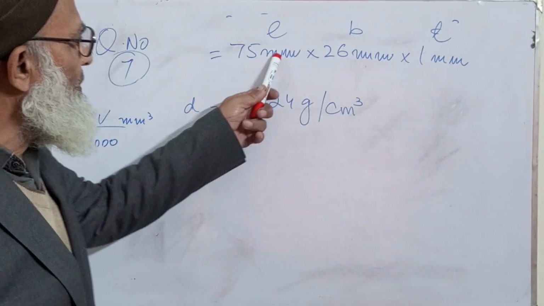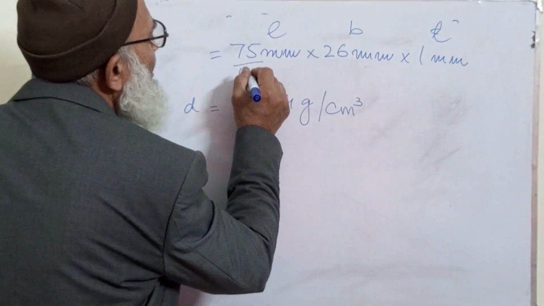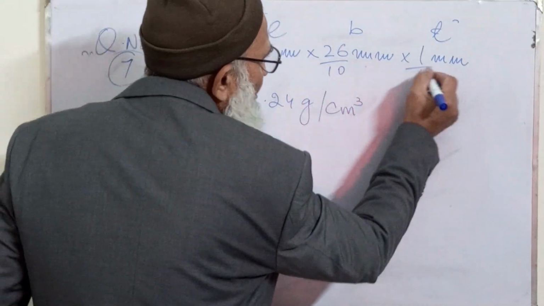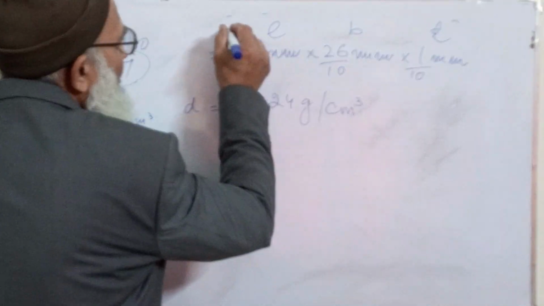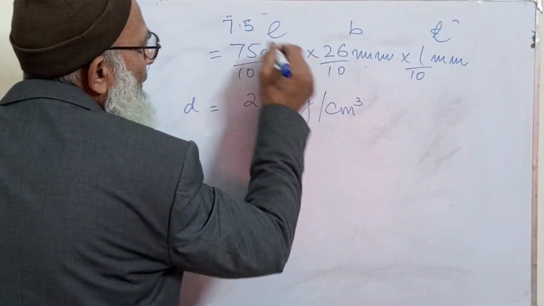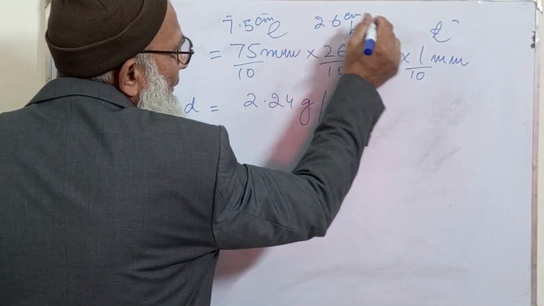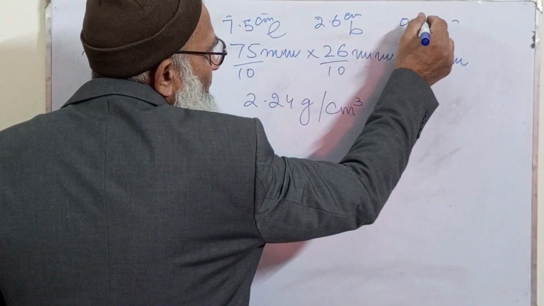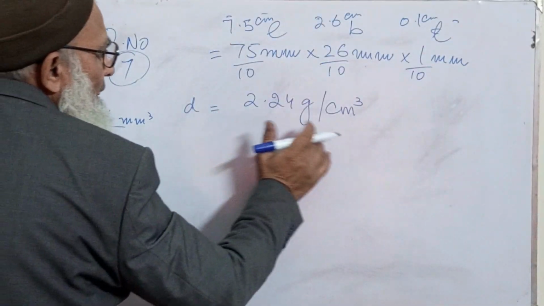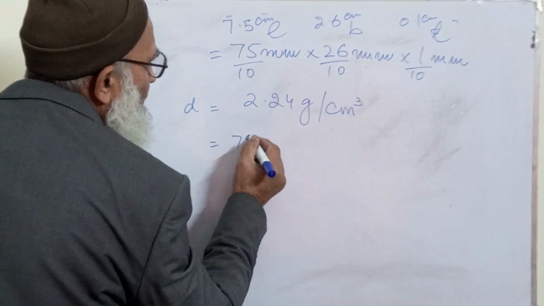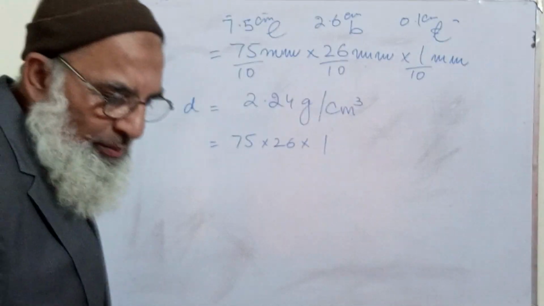Okay, because there are 3 millimeters. Or you can separately divide the individuals by 10. If you divide the individual by 10, it will become 7.5 cm, this will become 2.6 cm, and this will become 0.1 cm. You can do it either like this or like this. For example, I do it like this.